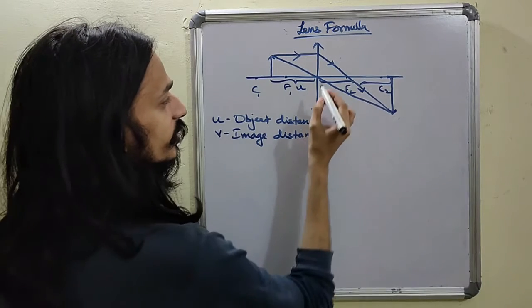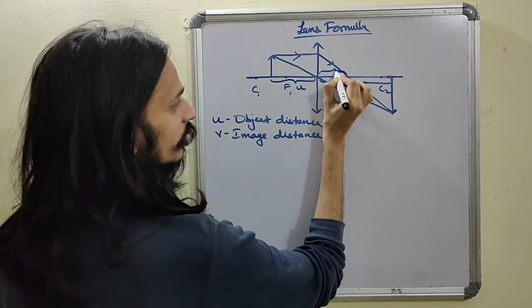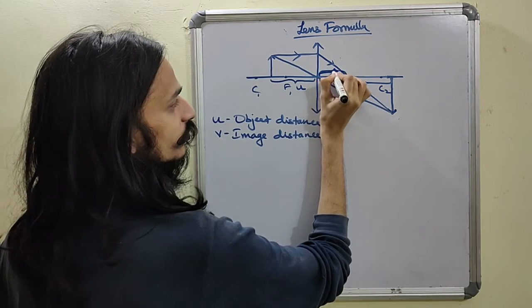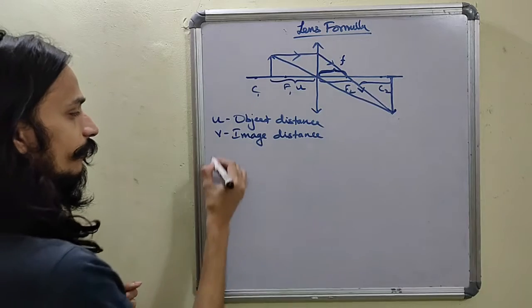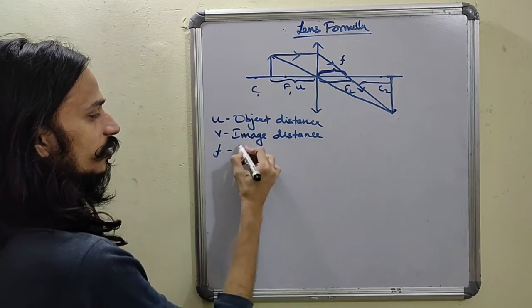The next thing that we can look at is the focal length. That is quite simple, right? The distance between the lens and the focus. It can be this focus or that focus, it's pretty much the same. This is called small f. So f is nothing but focal length.